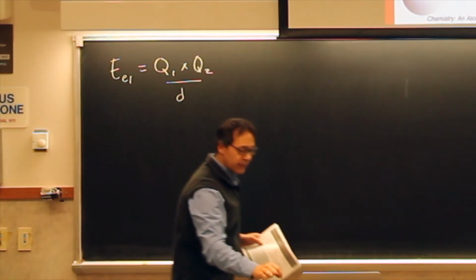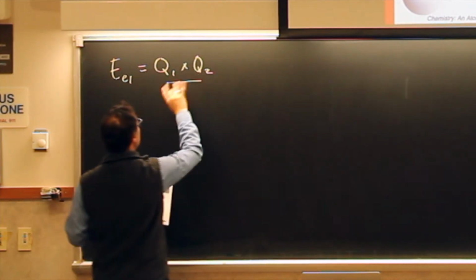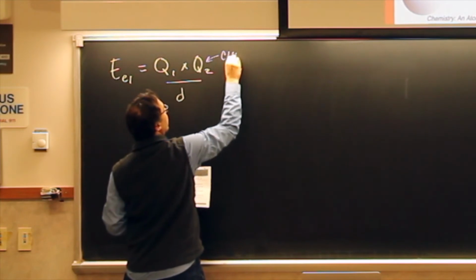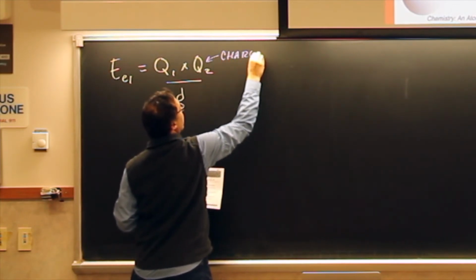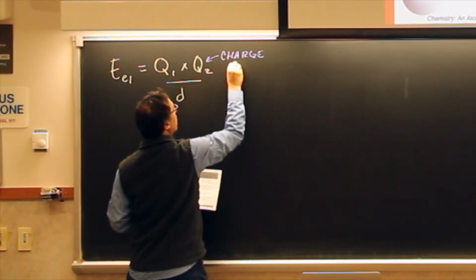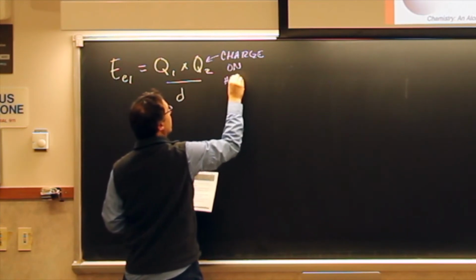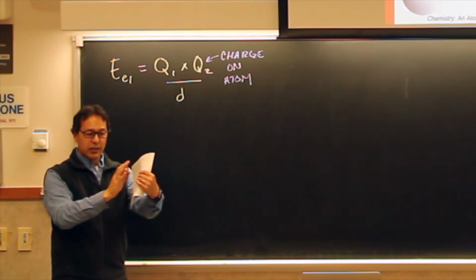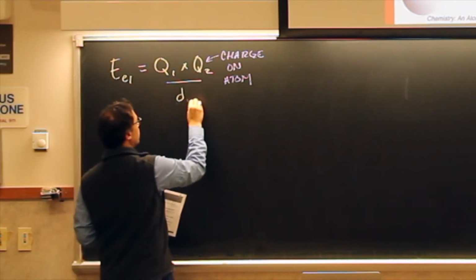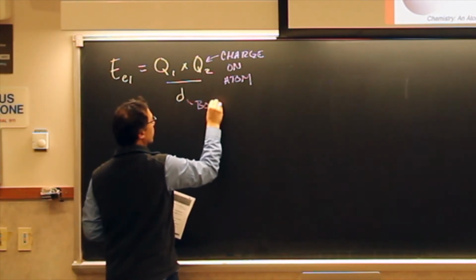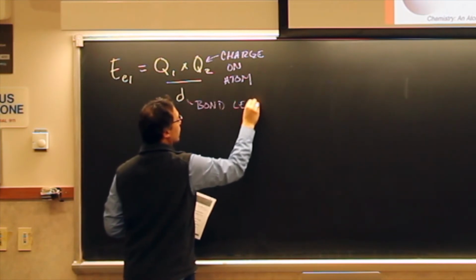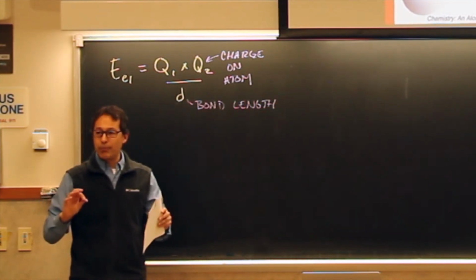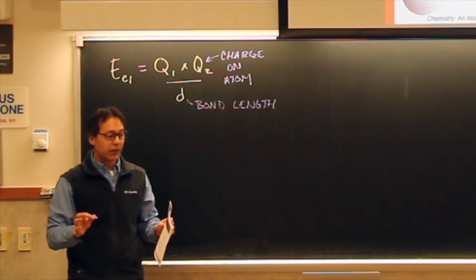So what this means is the Q is the charge on the atom, and then D is going to be the bond length. And the bond length is just adding up the radii of the two different atoms.